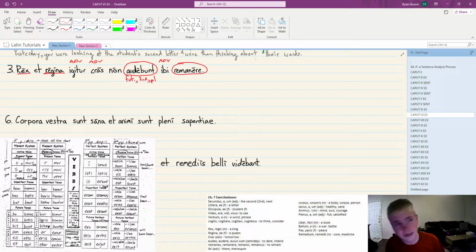Easy, right? And then remanere. Well, the RE is there, so are we a conjugated verb? No. We are an infinitive, specifically a present infinitive, which should be the only one that you've heard of. So there's our two verbs. We'll skip all our adverbs for now. Our two nouns in the sentence, rex and regina. Well, is there anything special there? Nope.